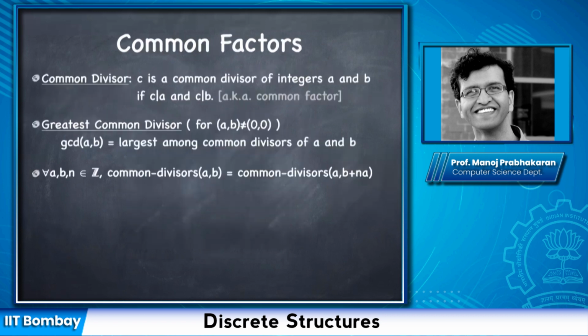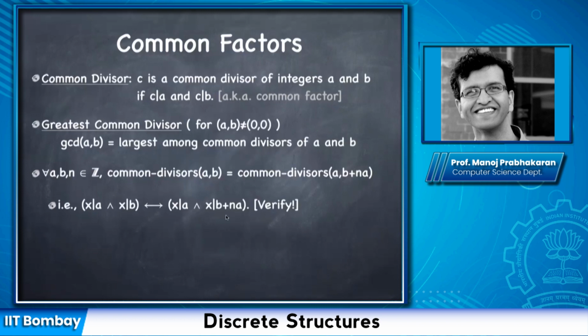Here's a simple useful fact we'll use shortly. If I give you two numbers A and B, their common divisors are exactly the same as the common divisors of A and B plus NA, for any integer n. Or stated another way, for every integer x, x divides A and x divides B if and only if x divides A and x divides B plus NA.